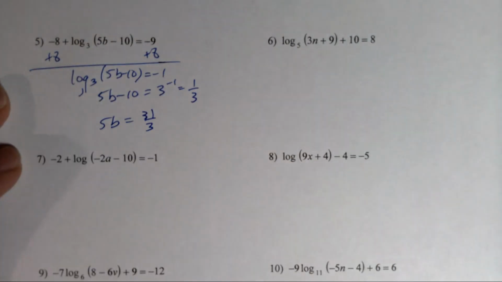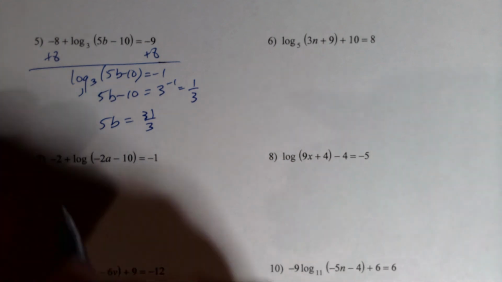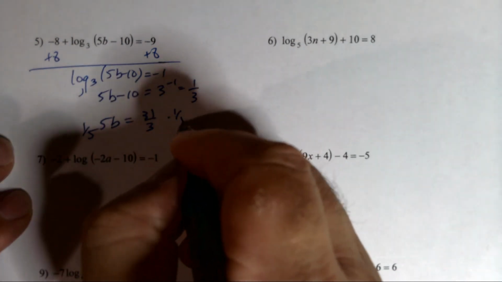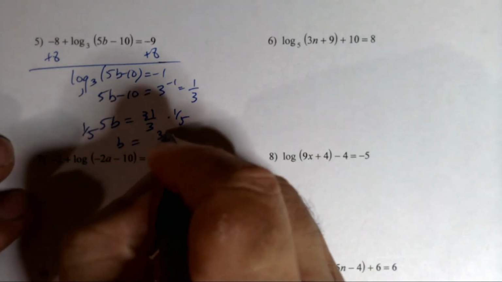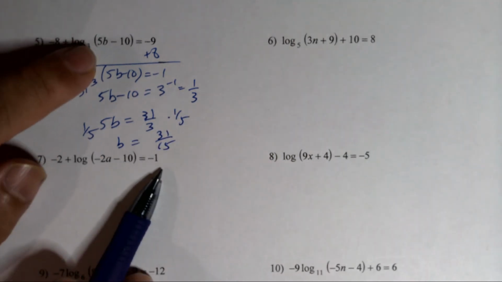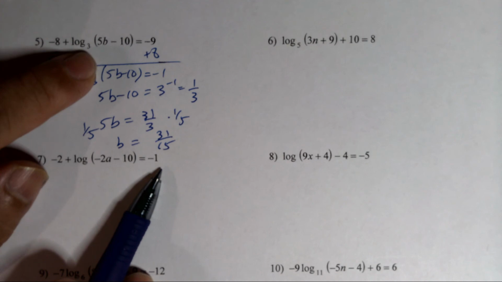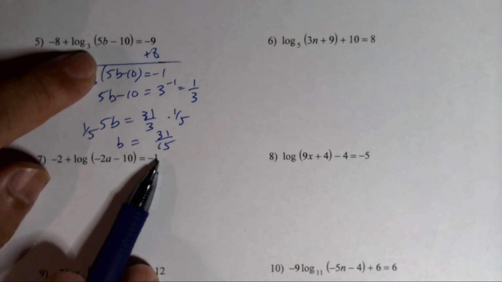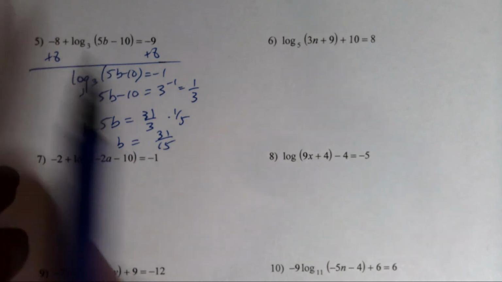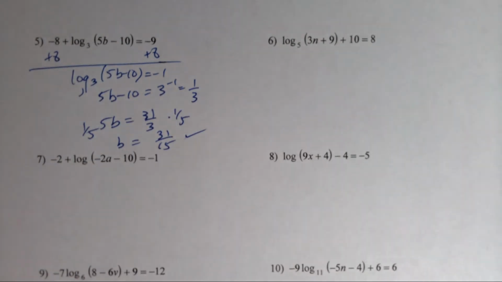If you don't know how to add fractions, go look it up. Divide by 5. So dividing by 5 is the same as multiplying by 1/5. So b equals 31/15. Okay, I'm going to plug that in. 31/15 times 5 is 31/3. 31/3 is 10 1/3. So it's still bigger than 10. So that's going to be positive. So that's good. All right, and I'm going to do number 10.